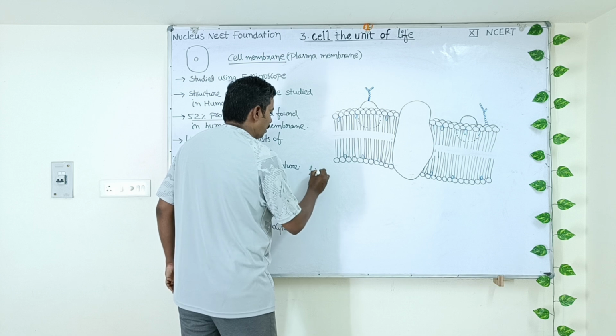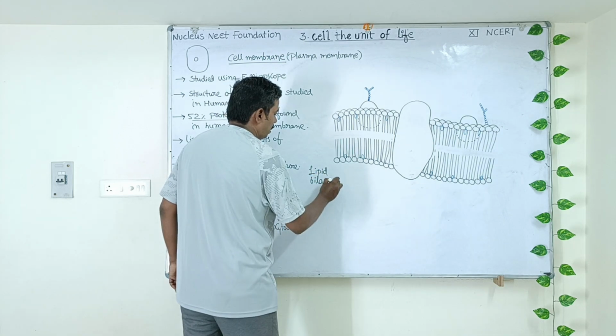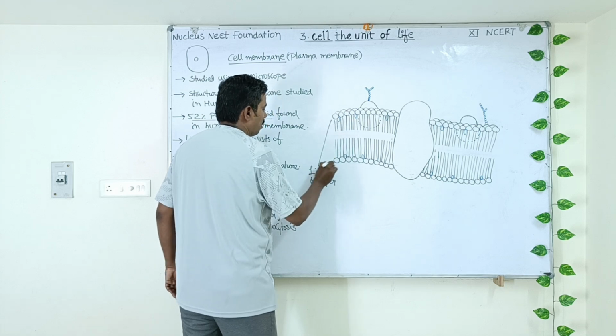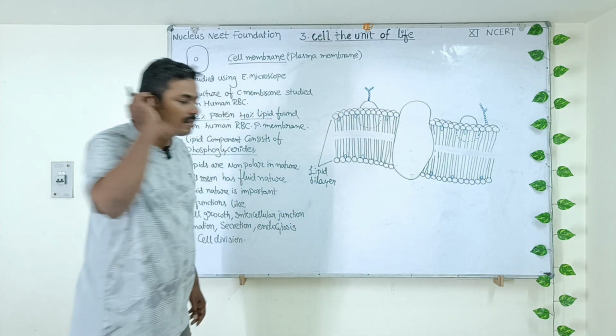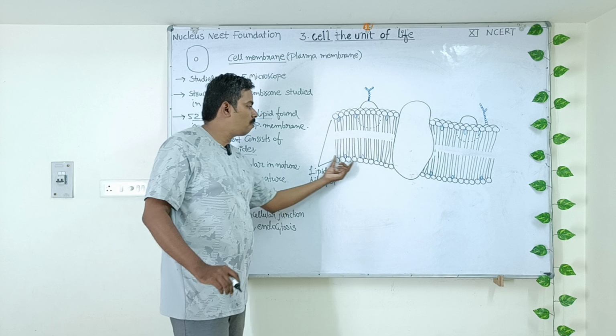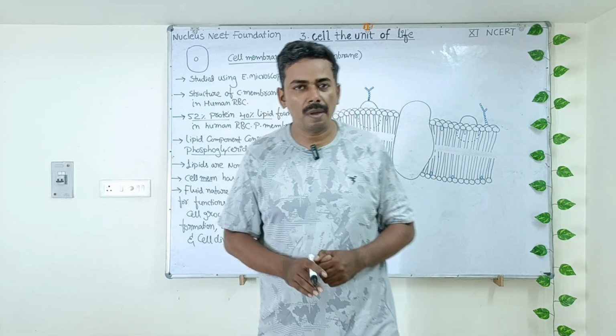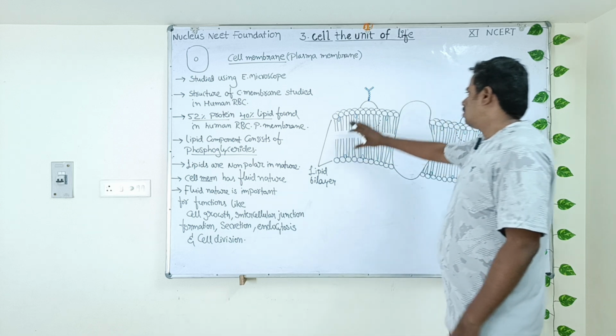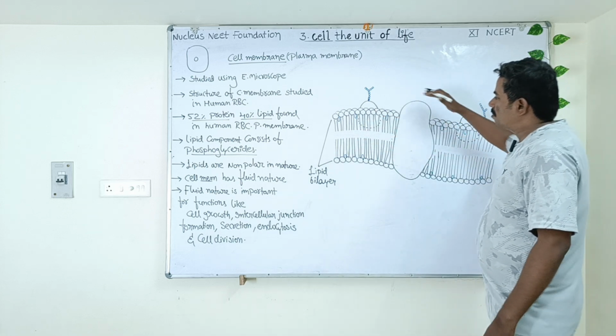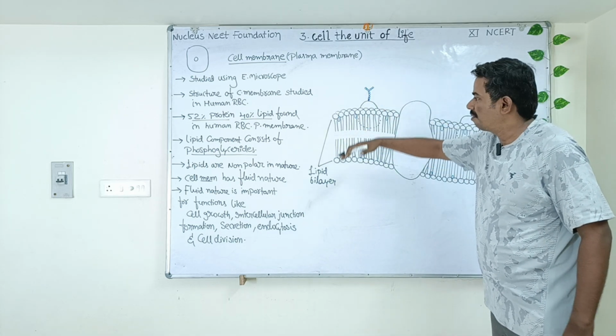Lipid bilayer. What is lipid bilayer? The layer which is made up of two lipids is called a lipid bilayer. It is the main component in the plasma membrane that gives fluidity to the plasma membrane. So the entire plasma membrane is flexible. It is able to move just like a fluid.